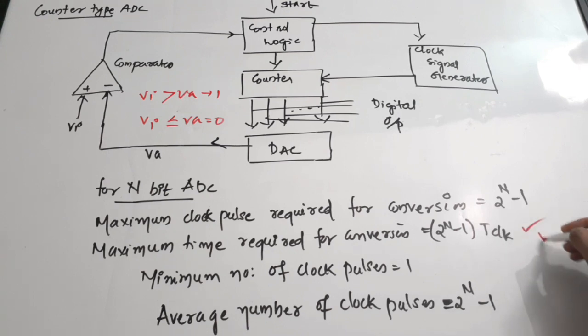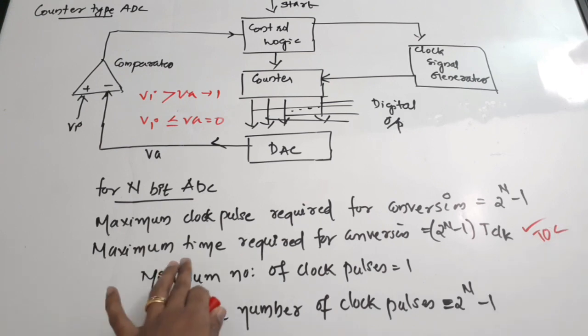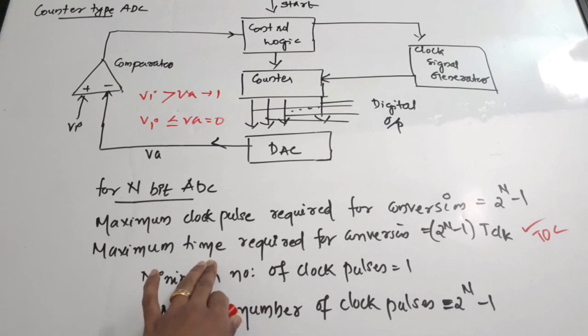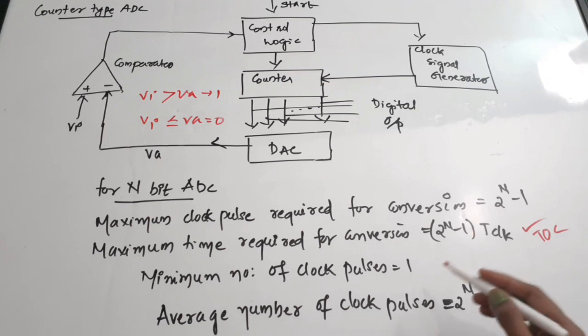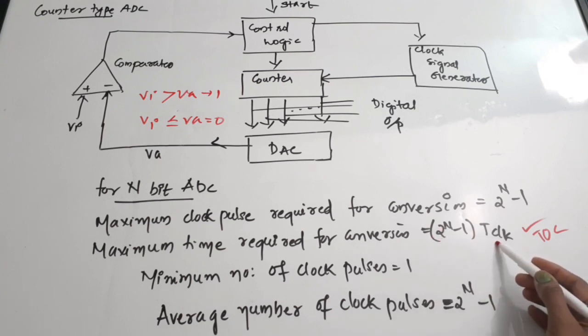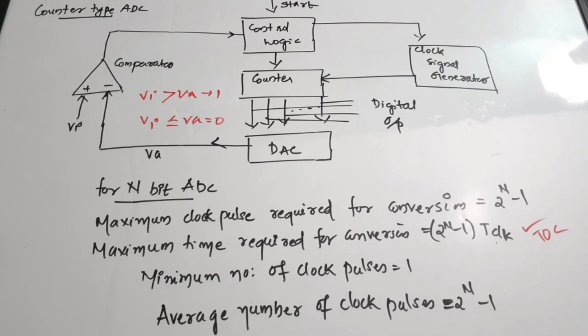The time of conversion, or TOC, for all ADCs is important. Sometimes this equation may be asked directly, or sometimes problems can come. Okay. So the maximum time required for conversion is (2 raised to n minus 1) times t clock, where t clock is the period of 1 clock. Then the minimum number of clock pulses is at least 1 clock pulse. The average number of clock pulses is 2 raised to n minus 1. Okay. So that is the maximum or the average pulse.